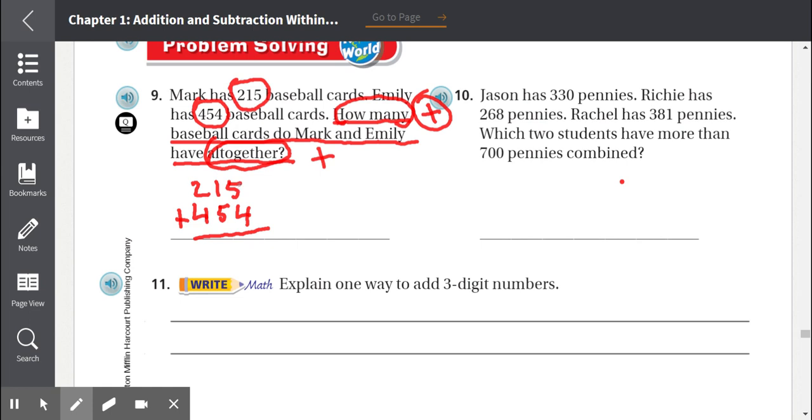In the ones place, we have 5 and 4. 5 plus 4 equals 9. In the tens place, we have 1 and 5. 1 plus 5 equals 6. In the hundreds place, we have 2 and 4. 2 plus 4 equals 6. So altogether, they have 669 baseball cards.